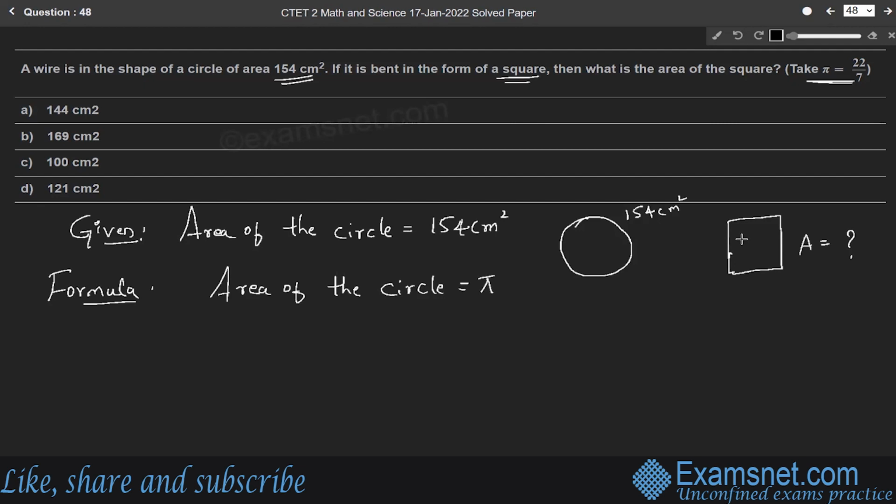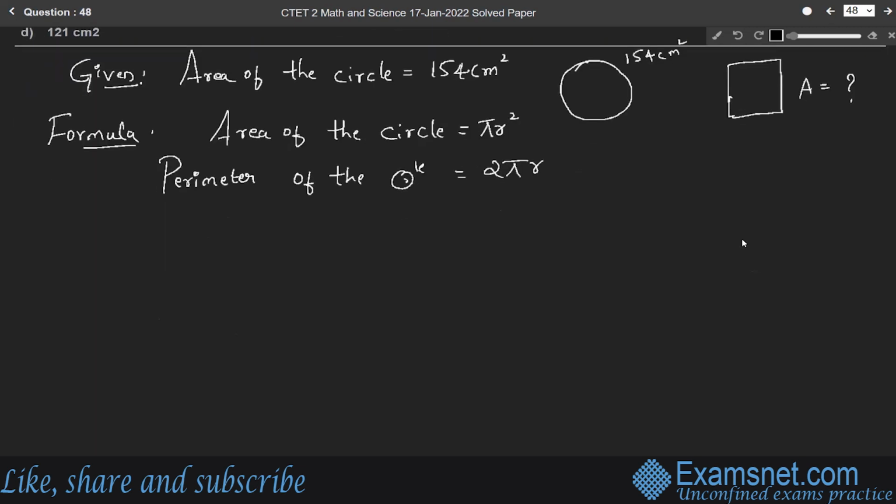area of the circle is equal to pi r square, and perimeter of the circle, what is the perimeter of the circle? Circle is 2 pi r. Right? So this perimeter of the circle is equal to perimeter of the square, which is already given. So perimeter of the square is equal to 4 times its side, one of its sides, because sides are equal.